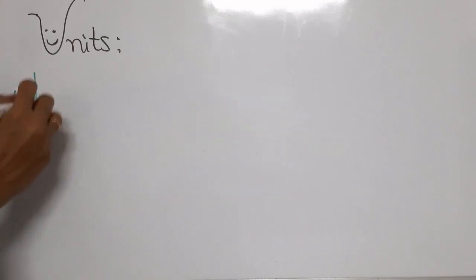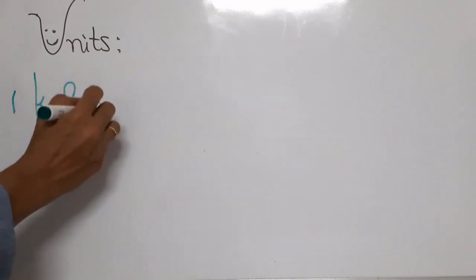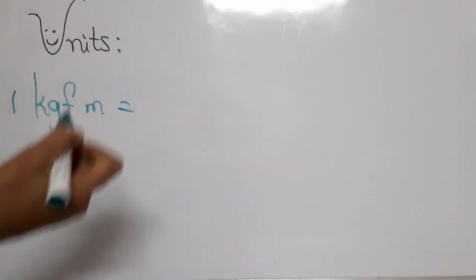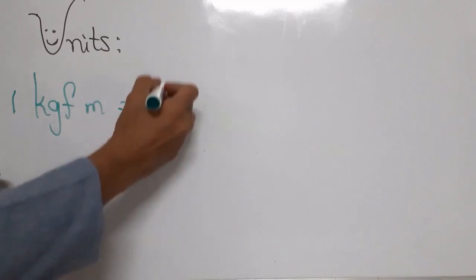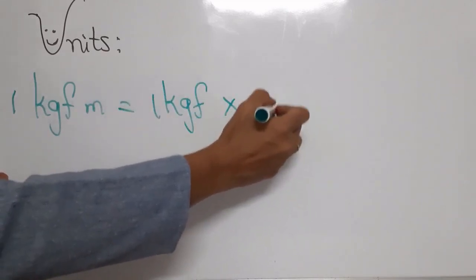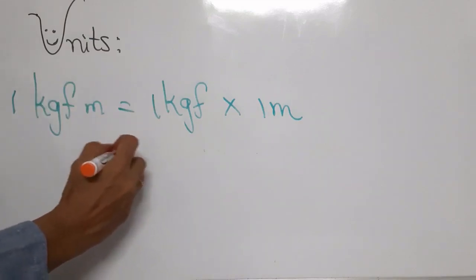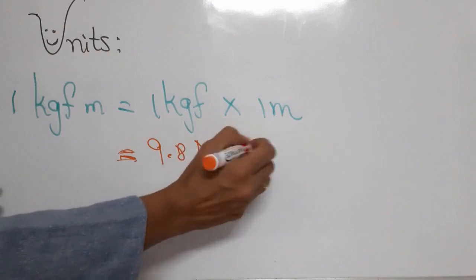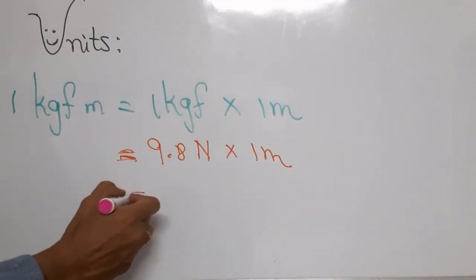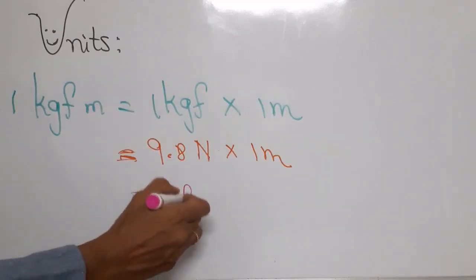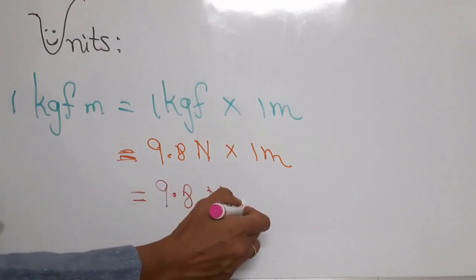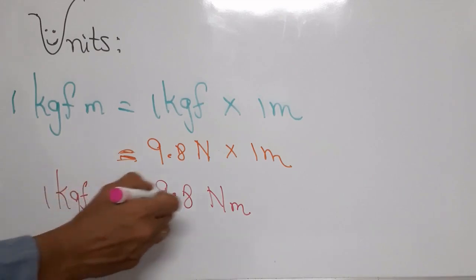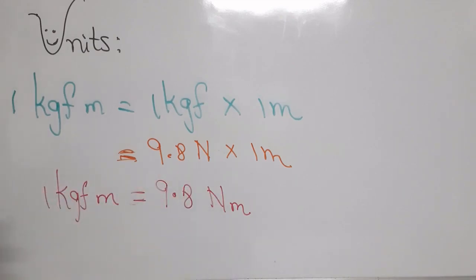Clear? 1 kgf into meter. It is equal to how many Newton meter? So 1 kgf into meter, 1 kgf multiplied by 1 meter. 1 kgf is equal to 9.8 Newton multiplied by 1 meter. Multiply this, so it is going to be equal to 9.8 Newton meter. So 1 kgf meter is equal to 9.8 Newton meter.